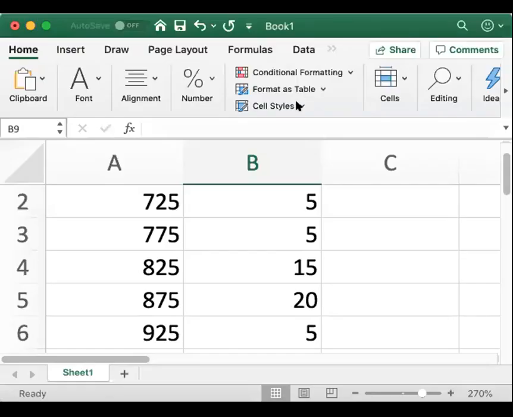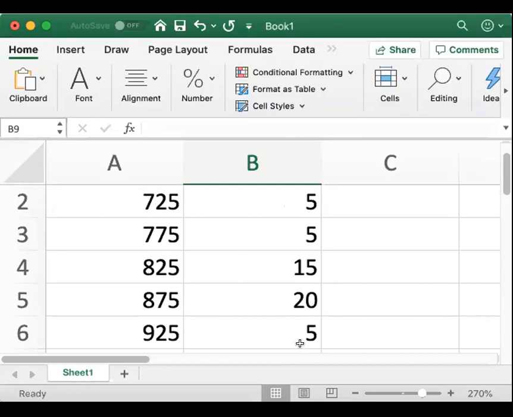So now I've opened up an Excel spreadsheet to show the table of the values that we've accumulated. 725 was the first midpoint, and we had 5. 775 had 5. 825 had 15. And 875 had 20. And 925 had 5. So we can use that information to come up with a mean.